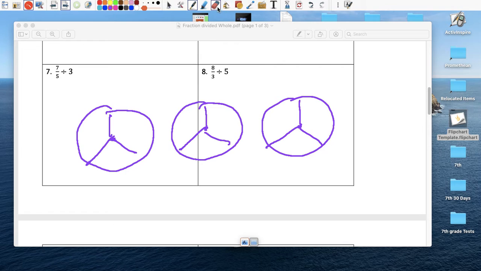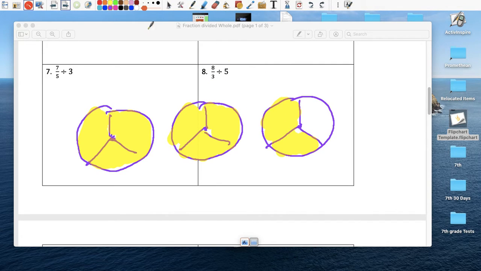So let's shade in what we have. 1 over 3, 2 over 3, 3 over 3, 4 over 3, 5 over 3, 6 over 3, 7 over 3, and 8 over 3. Okay, so we have 8 over 3, and you have divided by 5.